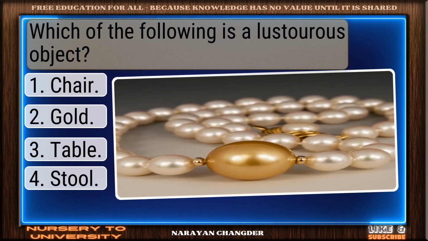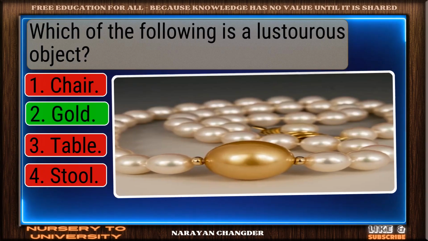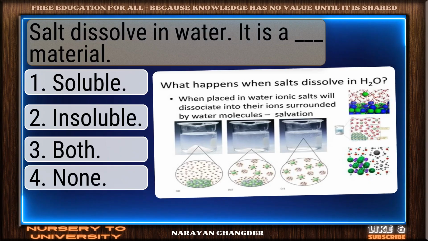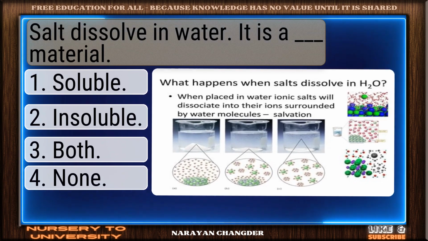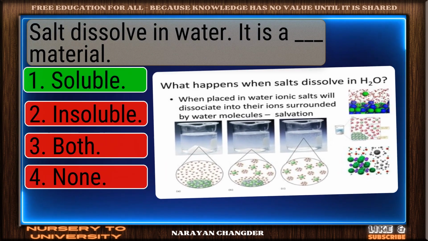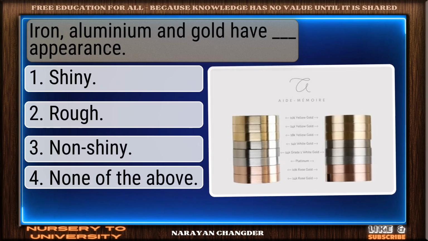Which of the following is a lustrous object? Exactly. Gold makes sense and it is right choice. Salt dissolve in water. It is a dash material. Nice work. You chose soluble and it is correct.